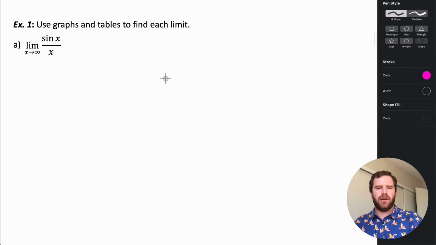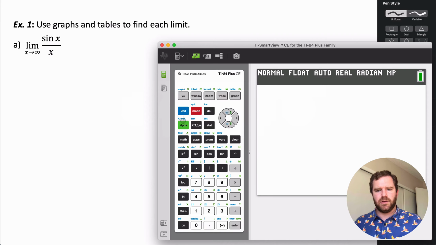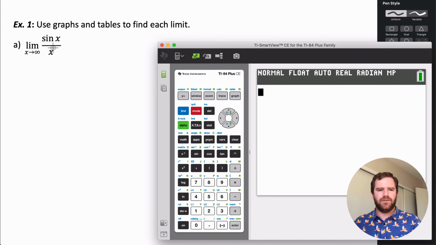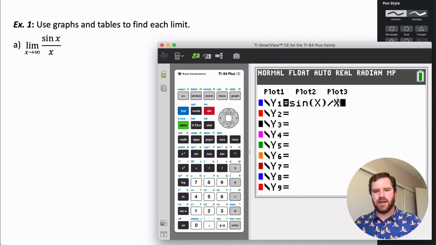So I'm going to pull out my graphing calculator. So let's take a look at the graphing calculator here. And I want to plug in the graph of sine of x over x. So we're going to go into y equals, type in sine of x, close our parentheses, divided by x. Let's clear out the rest of this up here. So we just want to have sine of x over x.